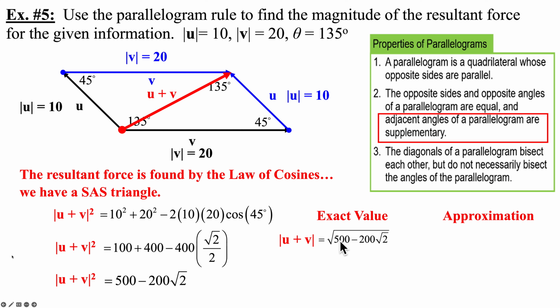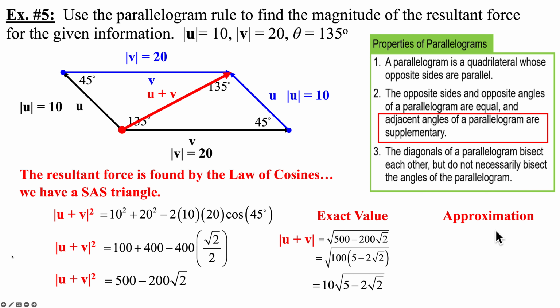Well, since 500 and 200 have a factor of 100 in them, we are going to take that out as the GCF, and 100 is a perfect square that we can simplify. The square root of 100 is 10, and we can move that out to the front, and we leave the 5 minus 2 square root of 2 on the inside. This would be my exact value for the magnitude of u plus v.